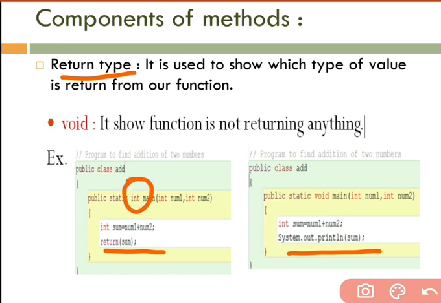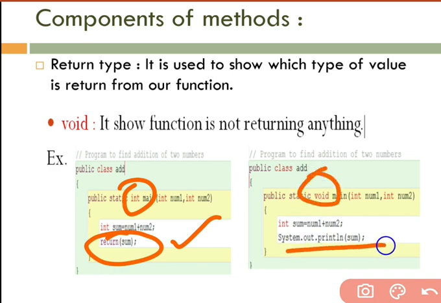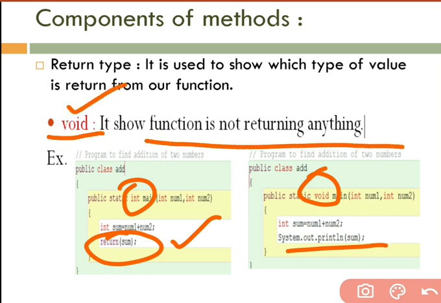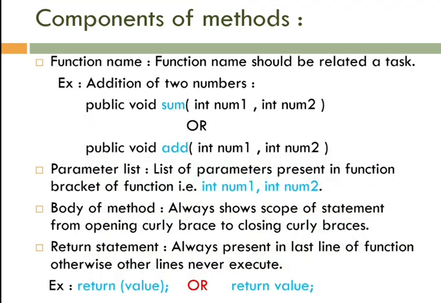We have to specify either a return type or void, either the data type or void. The data type shows that we are returning, for example, an integer value. For example, sum is an integer value, and we are returning sum. And if we are returning nothing here, then we have to write void. Void is a keyword which shows us we are returning nothing from a function. That is the return type.